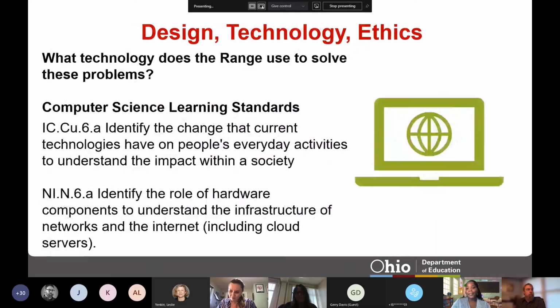For the computer science standards, this question connects to the impacts of computing strands. So again, we see CU6A. This standard also applies for this question. As we look at the technology the range uses in the sandbox, it has a great impact on the people that defend networks from security concerns because they're learning those skills to defend safely and legally. And this question also connects to the networking topic from the networks and internet strand. For N6A, the components in the range, such as the virtual machines, the cloud servers, networks, they're all used to address the problems that the cyber range will address.